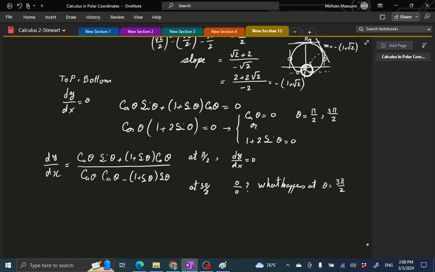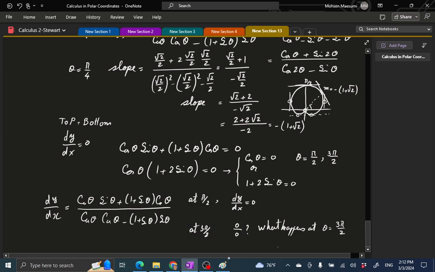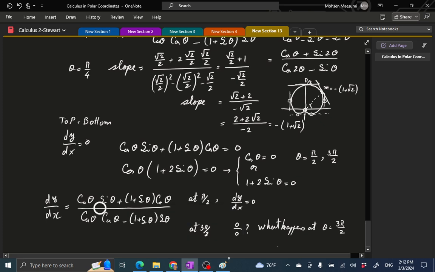Graphically we see that there is a cusp there, and that cusp indicates the vertical tangent line. So how did we decide 0 over 0 in Calculus 1? Of course, we had L'Hopital's rule. We can apply L'Hopital's rule to this, but this is a little bit lengthy. Let's go ahead and apply L'Hopital's rule to that.